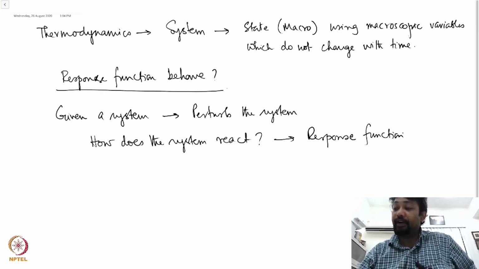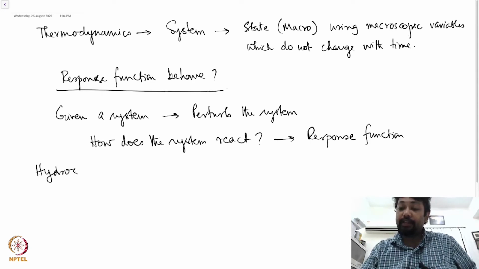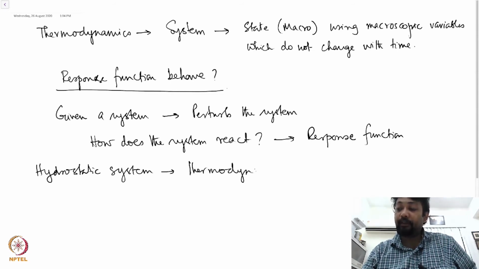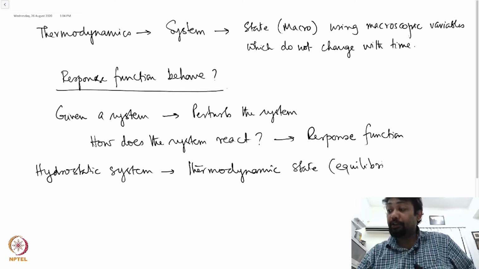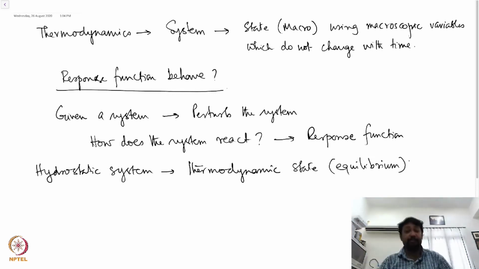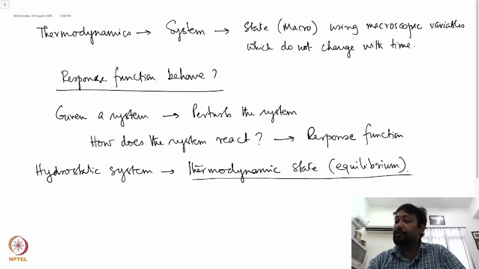Take the example of a hydrostatic system, which is in a thermodynamic state and is in equilibrium. In thermodynamics, we shall always deal with systems which are in equilibrium. In principle, okay, we'll come to this later on. So the thermodynamic state, which is in equilibrium, is characterized by pressure, volume, temperature, and particle number.